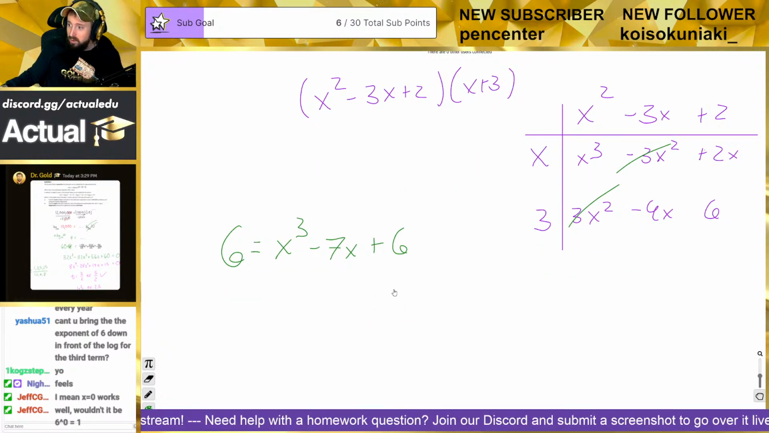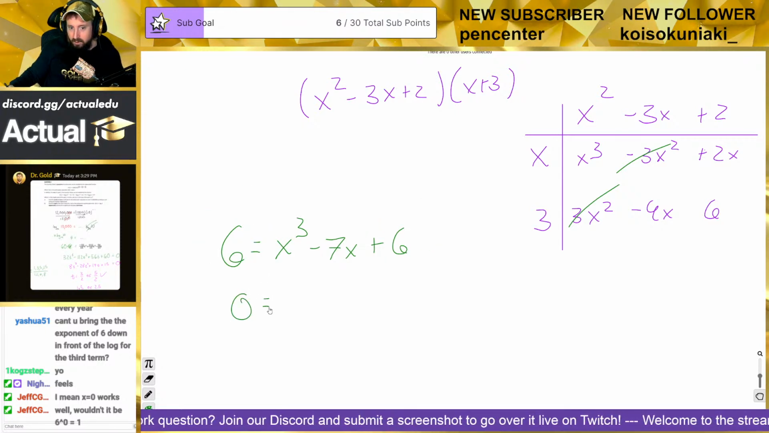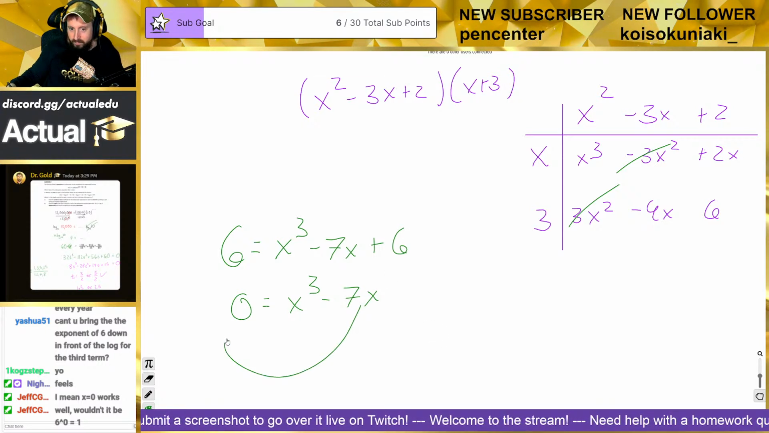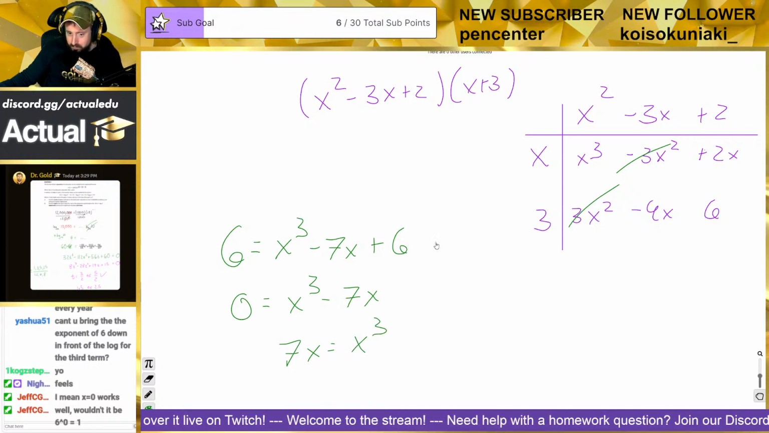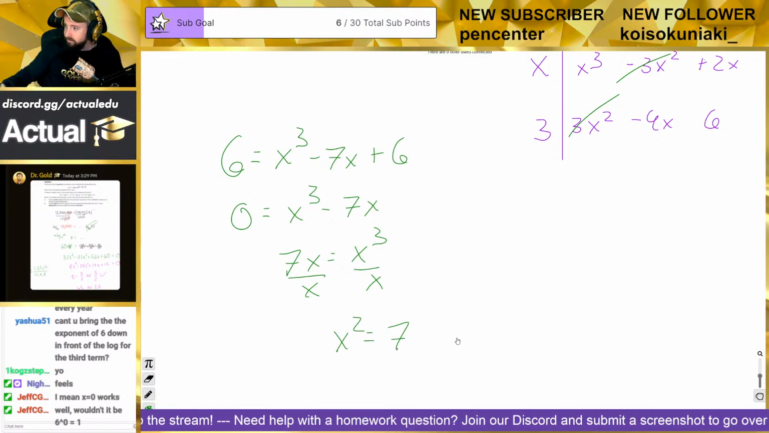Oh, here's where our 0 comes from. This is actually really cool, Mika. Do you see this? So if I subtract 6 on both sides, I get 0 is equal to x cubed minus 7x. Okay. So then if I move that over, I get 7x is equal to x cubed. And this is where the 0 solution comes from, because if I divide both sides by x, I get that x squared is equal to 7.